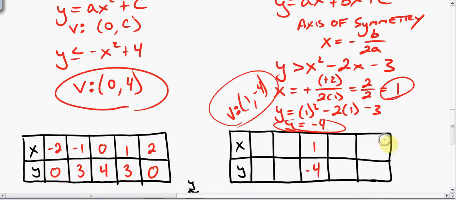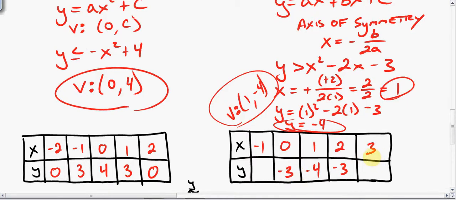So I'm going to come here and do the same thing. Populate this table. So if my vertex is at x equals 1, that's the axis of symmetry. I'm going to go up by 1 to 2. Down by 1 to 0, up by 1 to 3, down by 1 to negative 1. I will plug in the value of 2 in for x. 2 squared is 4. Negative 2 times positive 2 is negative 4. So I've got 4 minus 4 is 0. Minus 3 gives me negative 3. So both these values are negative 3.